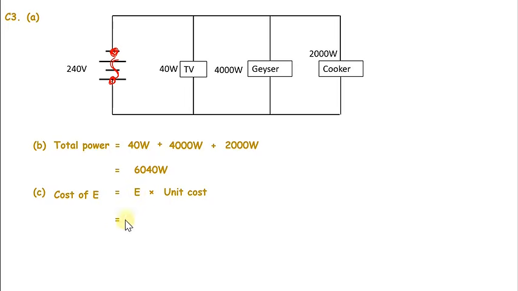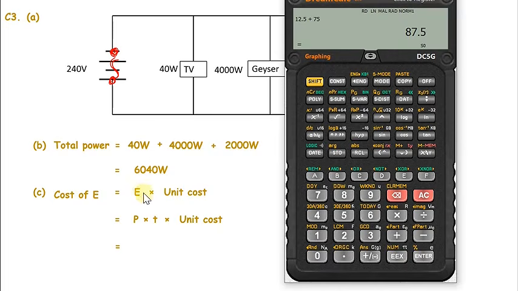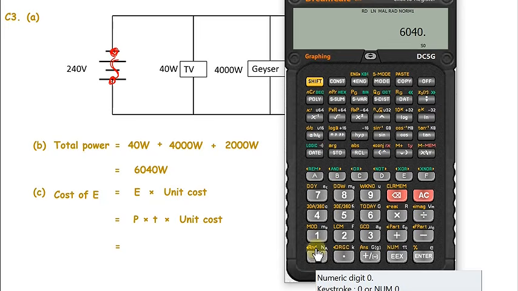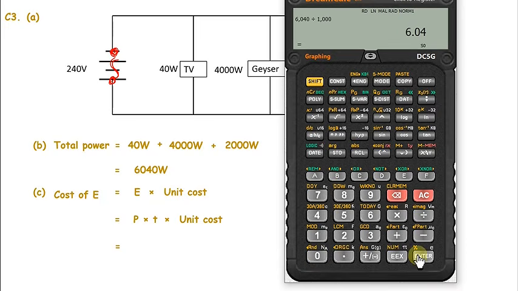So here you say equals electric energy is always given by power times time, then times this unit cost. Then this power should be converted in kilowatts. So this power is always converted in kilowatts. So let me get the calculator. So this total power, which is this one here, 640, must be converted to kilowatts. So by dividing by 1000, it will be 0.64.